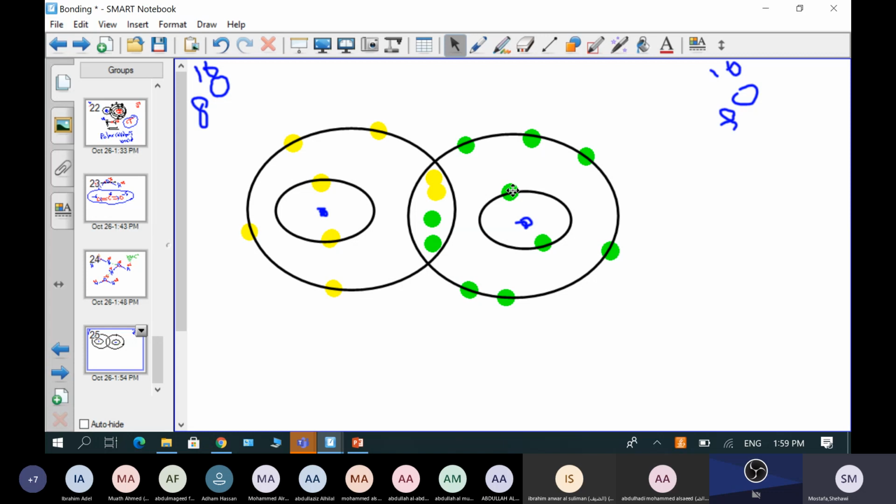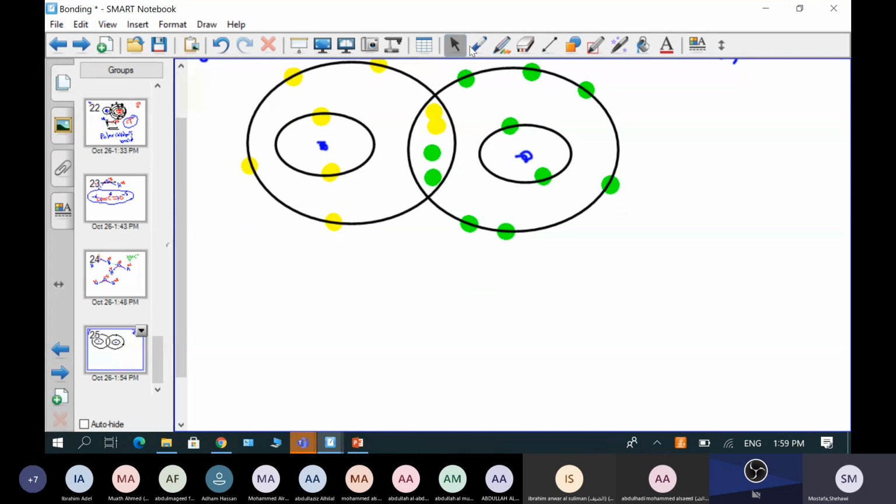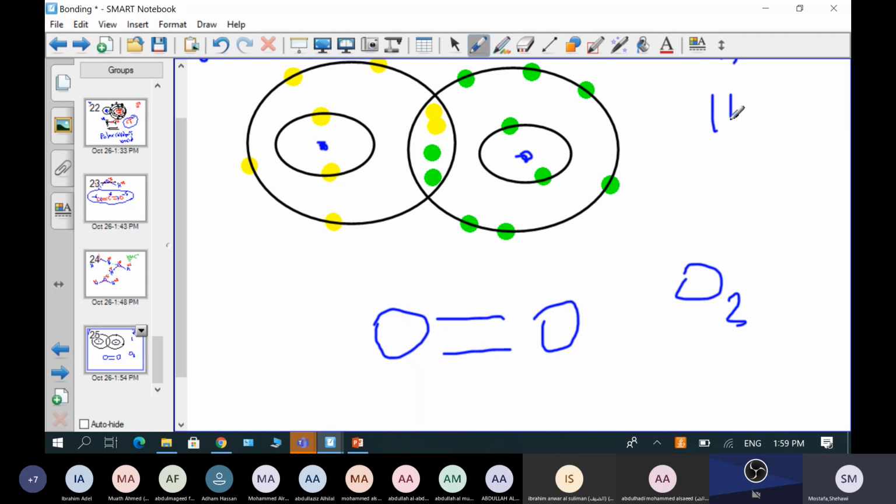If each atom shares 2 electrons, we call it what? Double covalent bond. We write it like this: O double bond O. So the type of bond in the oxygen molecule, which is written O2, is double covalent. But in hydrogen, which is written as H2, remember, the type of bond in the hydrogen molecule is single covalent bond. The type of covalent bond in the oxygen molecule is double covalent bond.